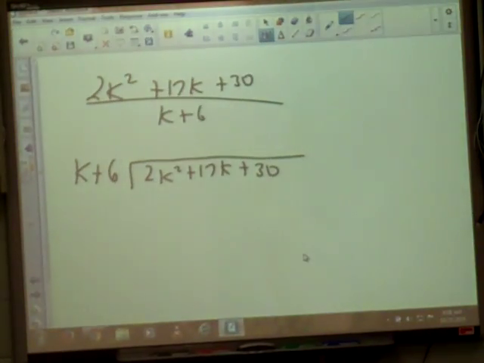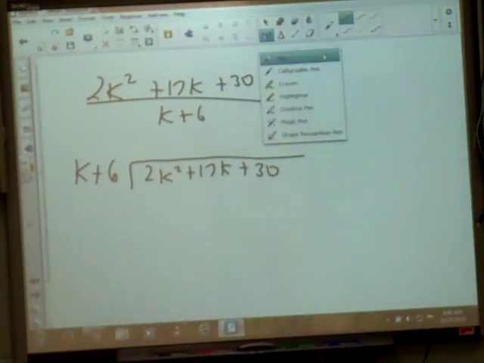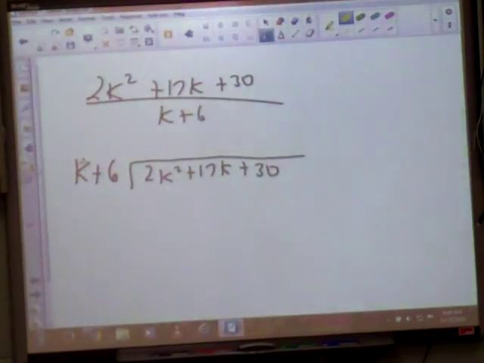Now, real simple to start. We look at our first thing outside the box. K times what makes the first thing inside the box? So K times what would get me a 2K squared? It's got to have a 2 in it, right? To get that 2K. What else does it got to have to go from a K to a K squared? Okay. So I put a 2K up there on the top.